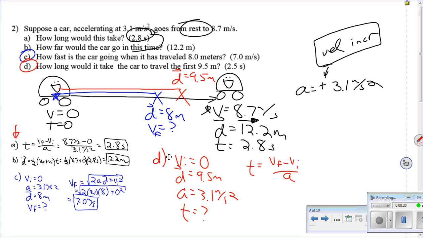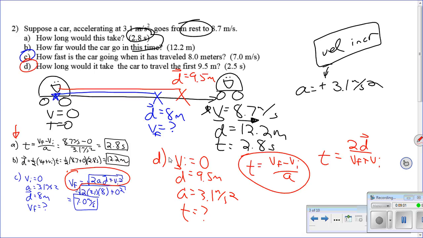We've got the screwdriver. I almost never use this one. But it's 2 times the displacement over VF plus VI. And I think that's it. So we're kind of stuck. So when this happens, we can't find the thing we're looking for. Let's find something else, right? So I notice that I don't know my VF. So what we're going to actually end up doing here is we're going to use the vice grip. We're going to use this equation again to find our VF. And then once we've got our VF, we can plug it in here and find our time. So that's the process that you have to go through.